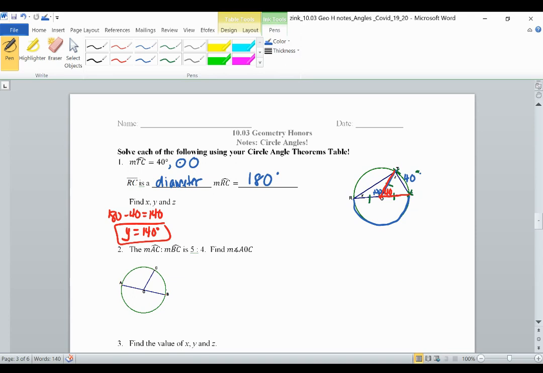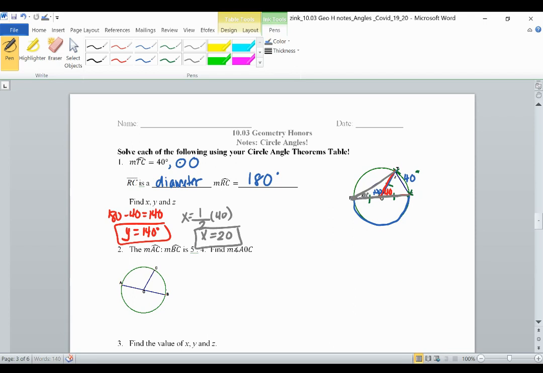Now, I have a couple ways I could find X. One way is to say, well, if I trace from this X along this line this time instead of the red line, and instead of stopping at O, I go all the way to R, I now have an inscribed angle, angle TRC. So inscribed angles, the vertex is on the circle. It's going to be half its intercepted arc. So X would equal half of 40. So X must be 20.